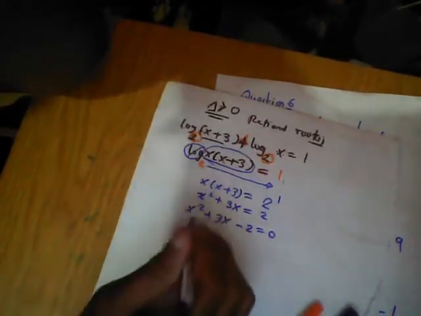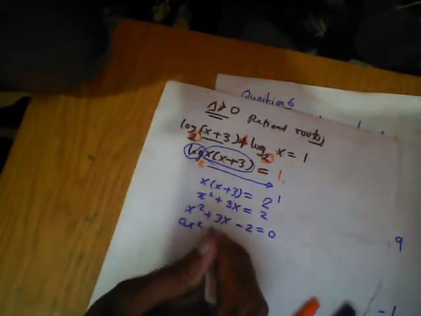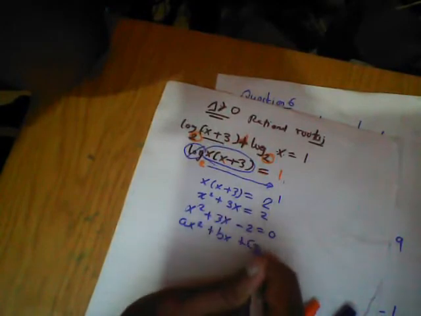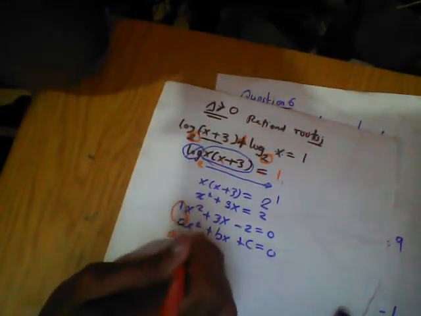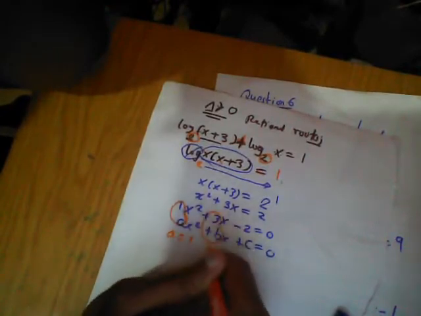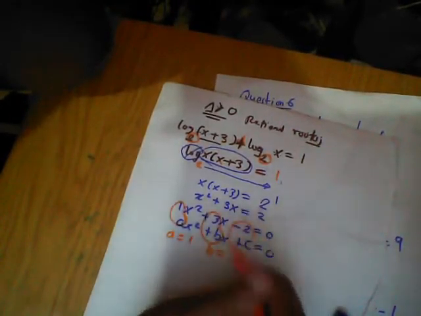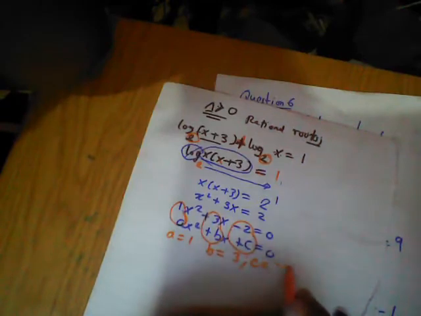From the standard quadratic equation, ax squared plus bx plus c equals 0. So what is our a? Our a equals 1. And what is b? Our b equals 3. And what is c? Our c equals -2.